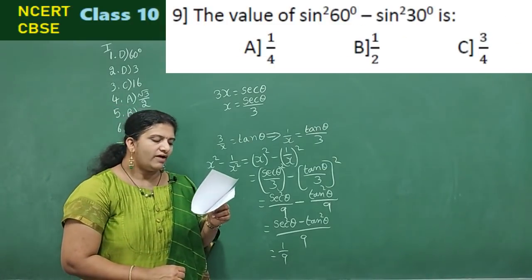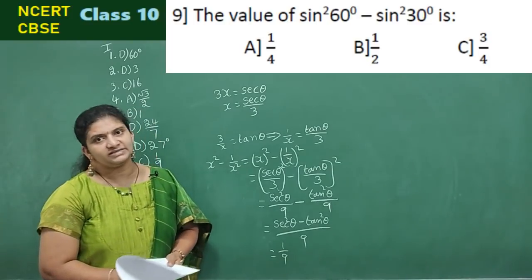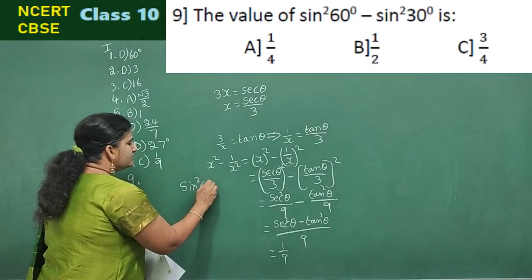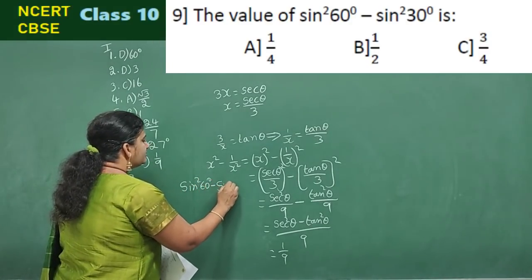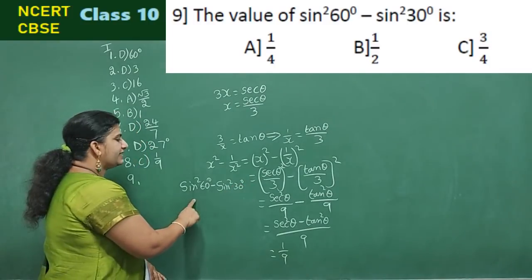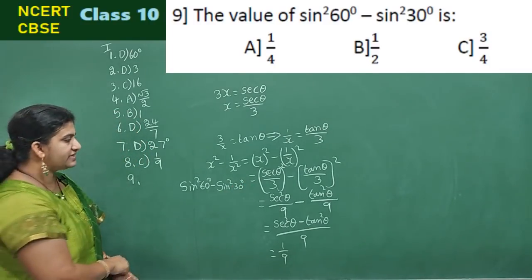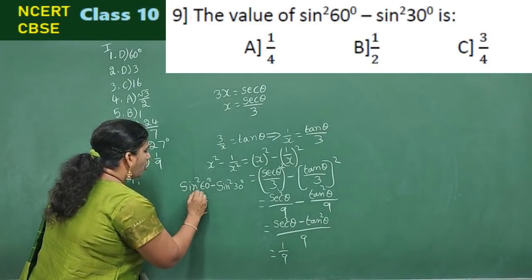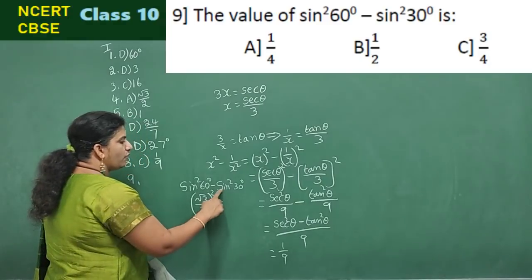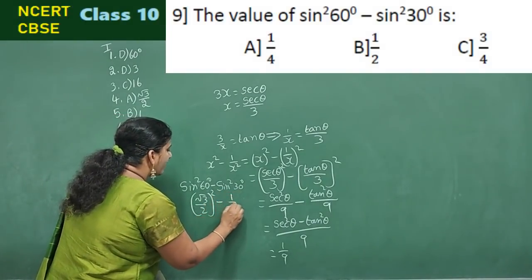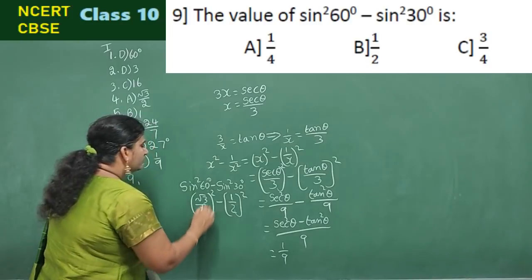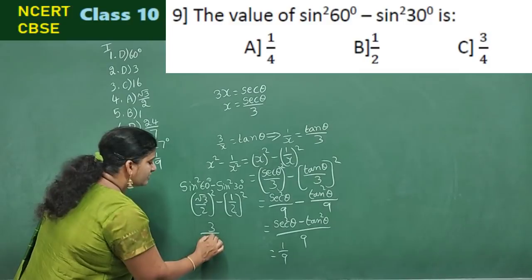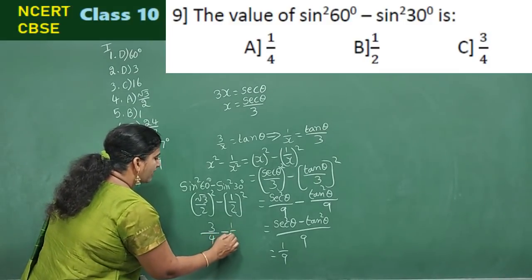Ninth one. The value of sine square 60 minus sine square 30 degree. Substitute the value. Sine 60 value is root 3 by 2 whole square minus, what is sine 30 value? It is 1 by 2 whole square. Root 3 whole square is 3 by 2 2s are 4 minus 1 by 4.